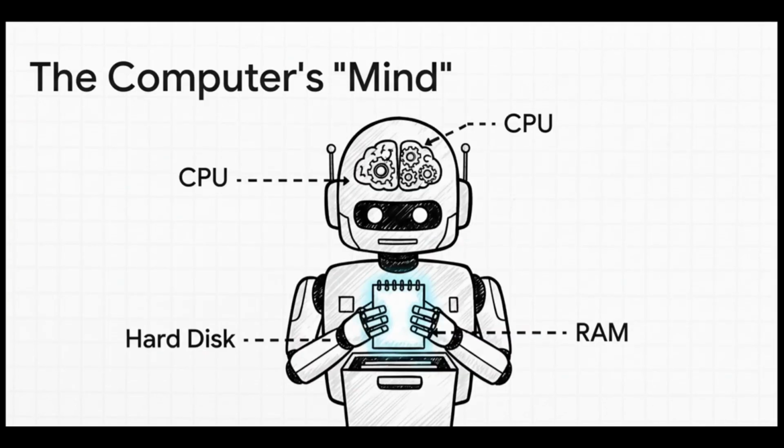You know, this gives us a really helpful way to think about the computer's mind. The CPU, that's the brain. It does all the heavy lifting, all the thinking. The RAM is its short-term memory. It's a total scratch pad. The second you turn the power off, poof, it forgets everything. And then you have the hard disk. That's the long-term memory, where all your programs and files live safely.